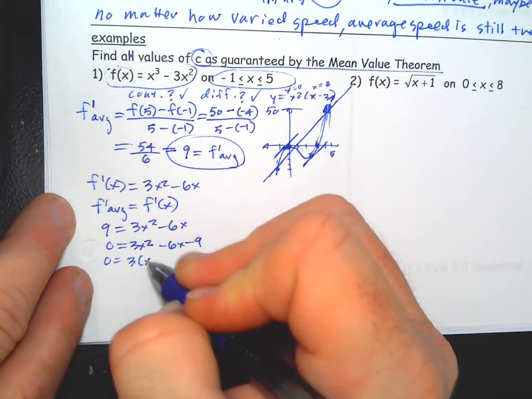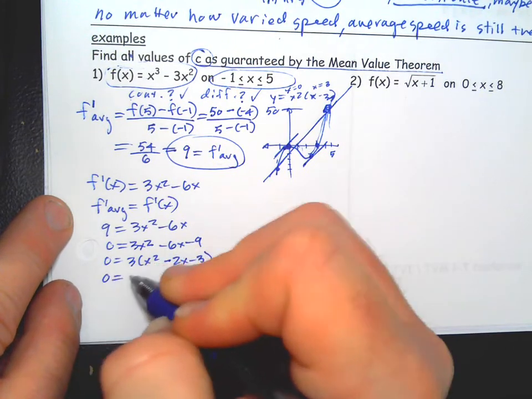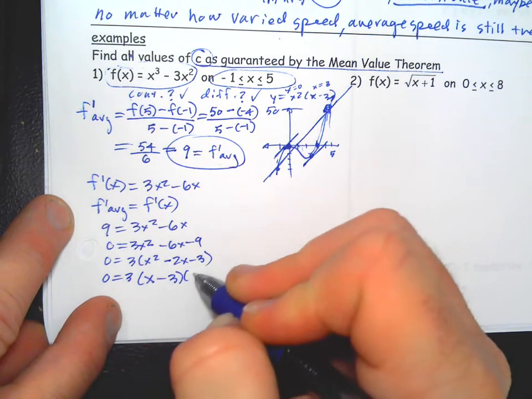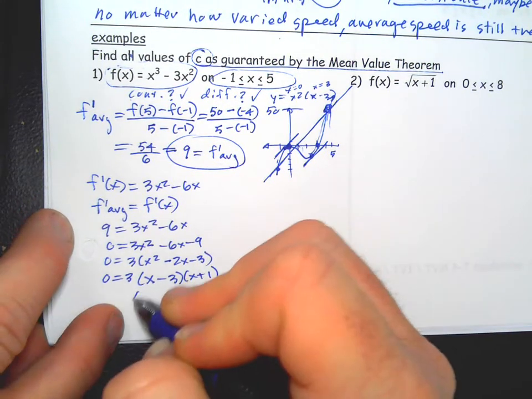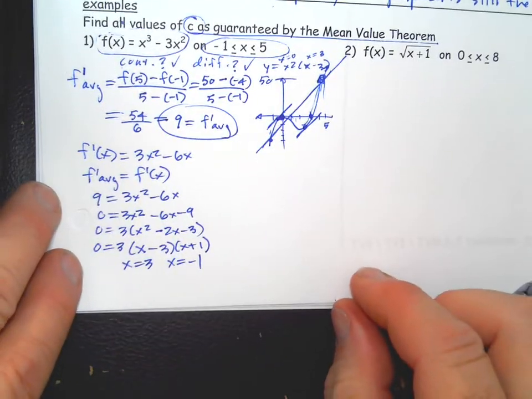GCF is always a good idea to take out first. And, hopefully we can factor this. Let's see if we can. We're going to use quadratic formula. X minus 3, x plus 1. So x equals 3 and x equals -1. Okay?